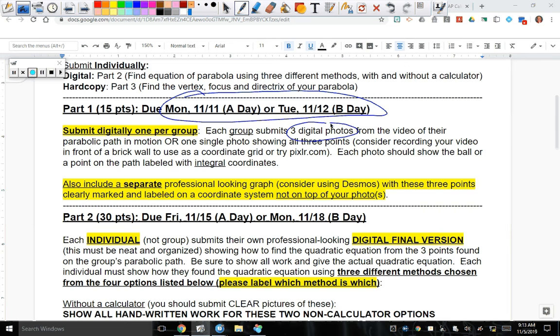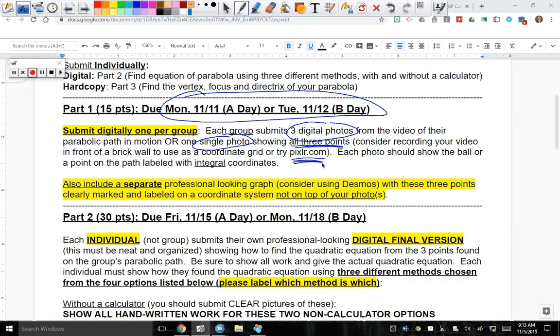Or you could do one single photo showing all 3 points, or you can do 3 digital photos showing 3 different positions. You with me? Consider recording your video in front of a brick wall to use as a coordinate grid. Or here's the thing right here: pixlr.com is something that you can use to help you get a good grid going. Each photo should show the ball or a point on the path labeled with integral coordinates.